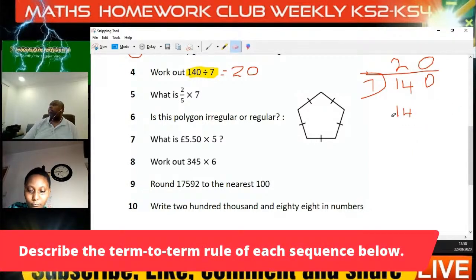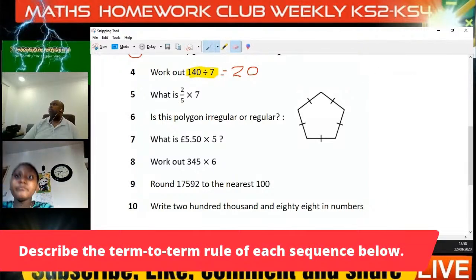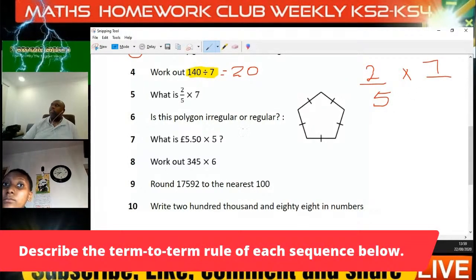Now, can you read the other question for me, please? What's the other question? Question 5. What is 2 over 5 times 7? Right, so 2 over 5 times by 7. Now, listen to me here. 7 is a whole number. To turn any whole number into a fraction, you need to write it as 7 over 1.